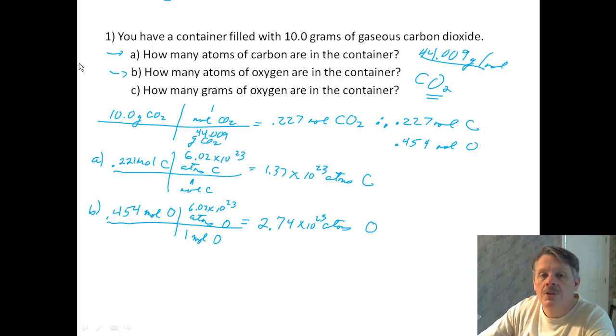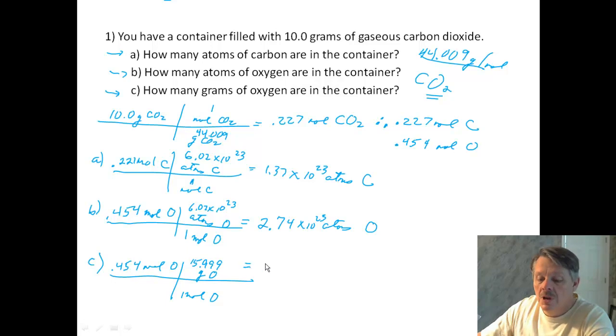So my third question is, how many grams of oxygen do I have? Well, I know how many atoms I have. I know how many moles I have. If I know how many moles I have, which is 0.454 moles of oxygen, I should be able to figure out what the mass is. Well, I know that 1 mole of oxygen weighs 15.999 grams. So if I multiply that out, I come out with 7.27 grams of oxygen. And that's my answer to problem 1.